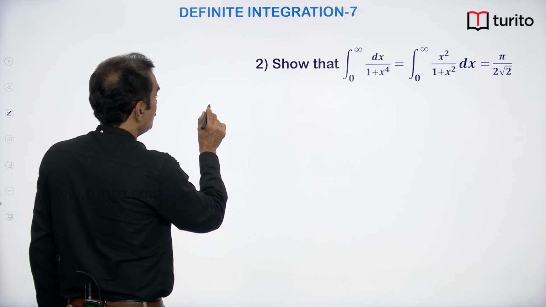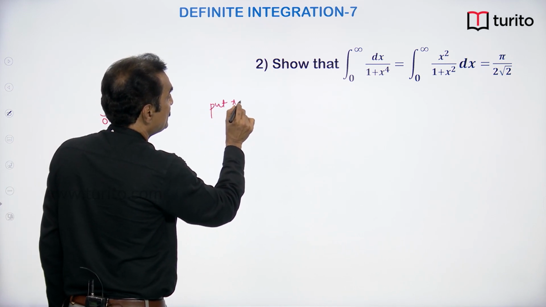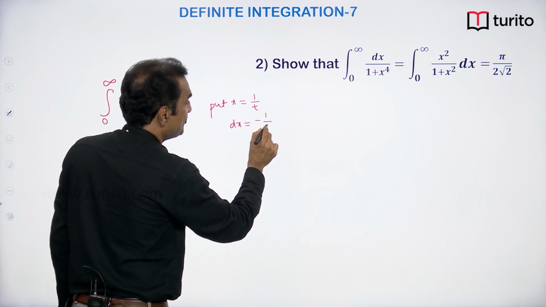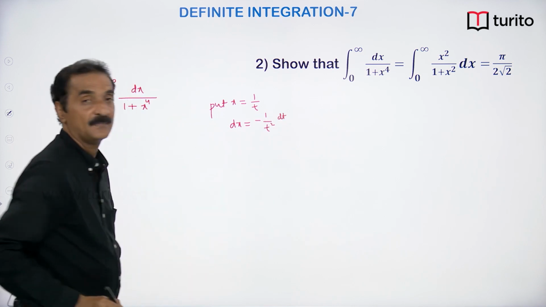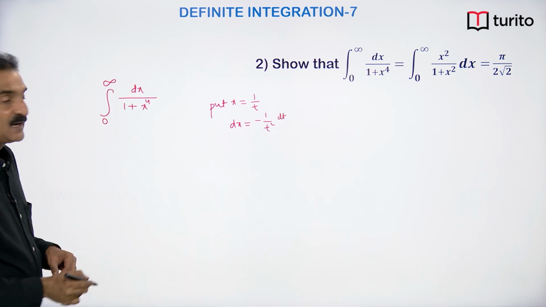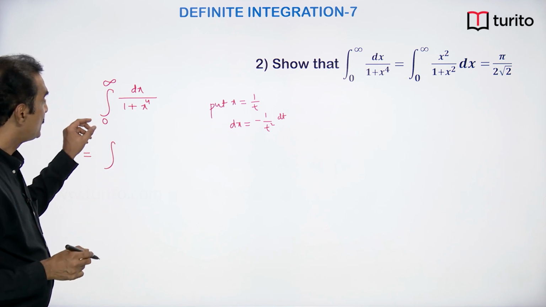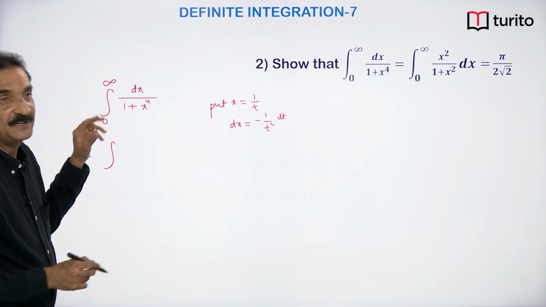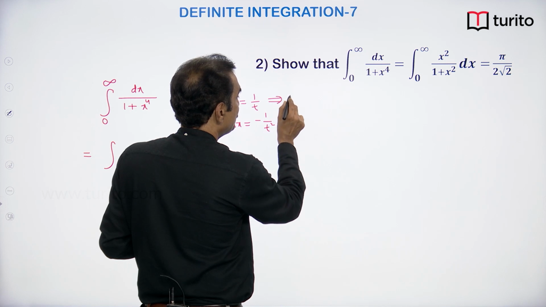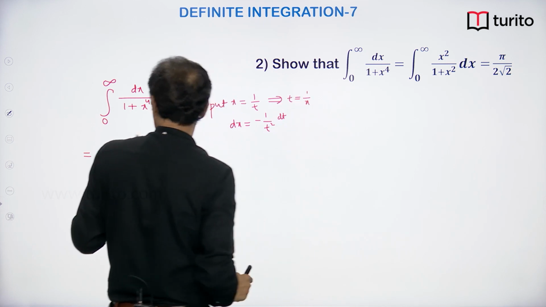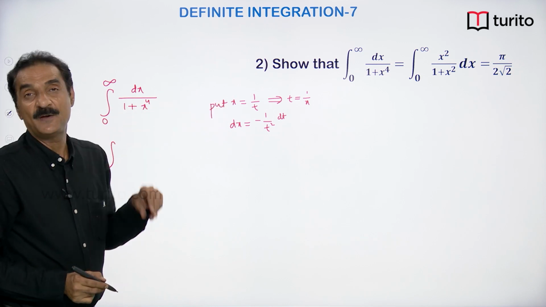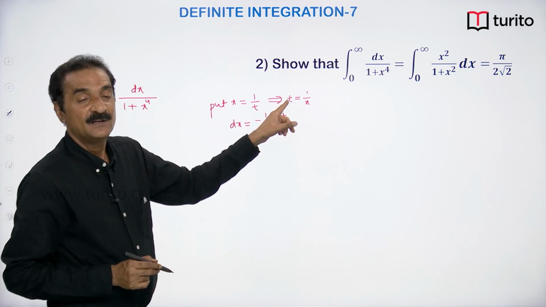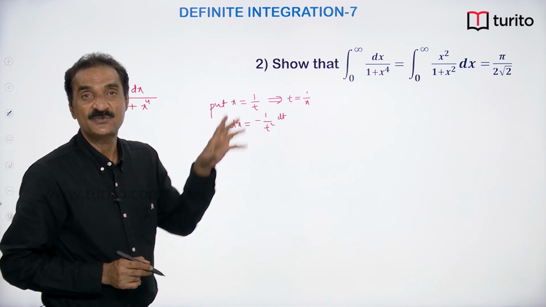So, let us substitute x is equal to 1 by t, then dx is equal to minus 1 by t square dt. Then what happens to this integral? What are the new limits? If x tends to 0 plus, t tends to infinity, because t is equal to 1 by x. So, lower limit is infinity. If x tends to infinity, then t tends to 0, 1 by infinity tends to 0.